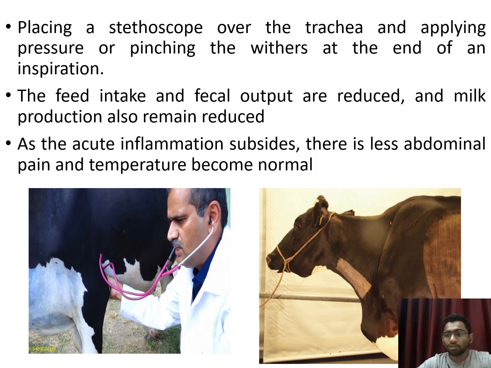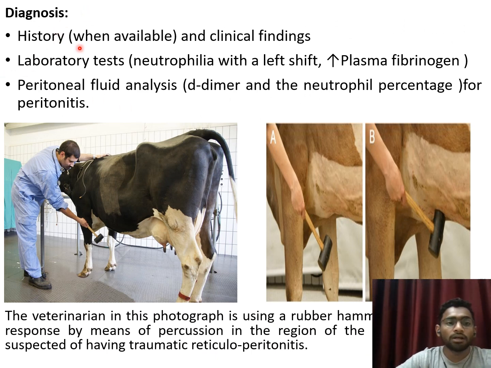Okay, next, diagnosis. One can come to know of this TRP by the history and the clinical findings, and the laboratory test, that is neutrophilia with the left shift and the increase in the plasma fibrinogen, and the peritoneal fluid, which is due to peritonitis. The peritoneal fluid will be affected by the ingesta and the microbial fluid. So analysis of that fluid will help in the diagnosis of TRP. So here this is a rubber hammer.